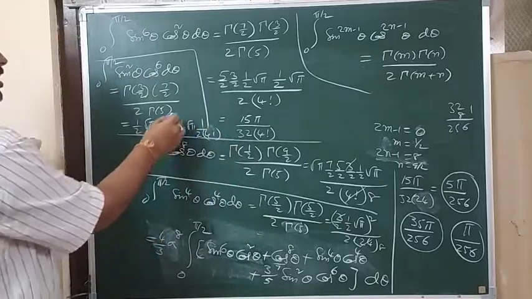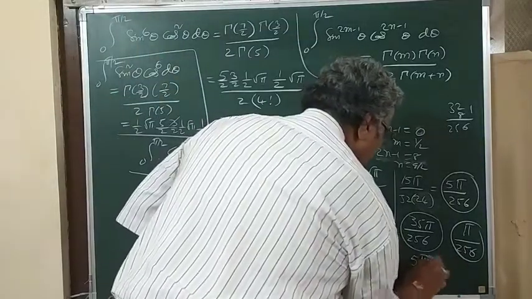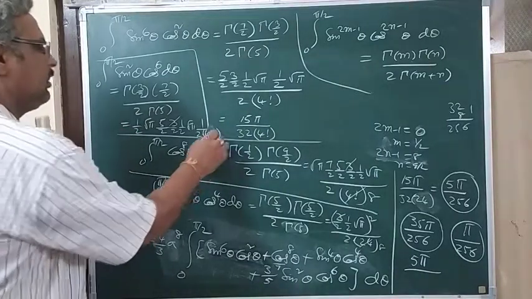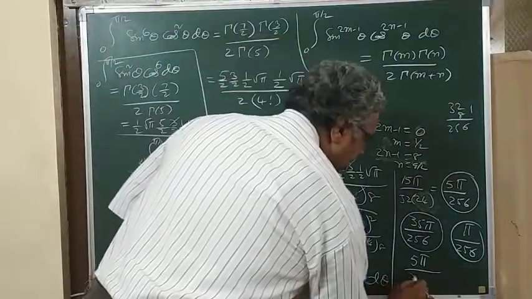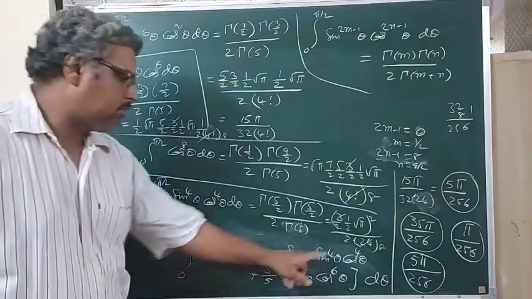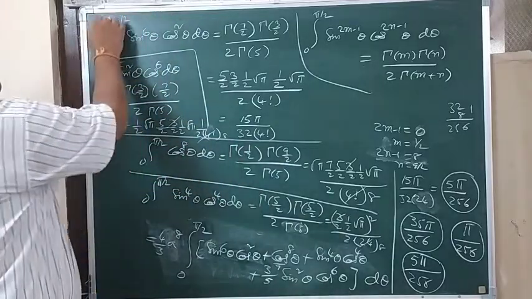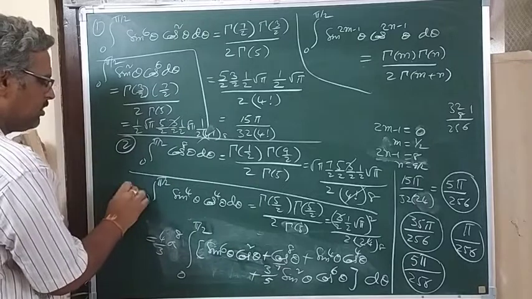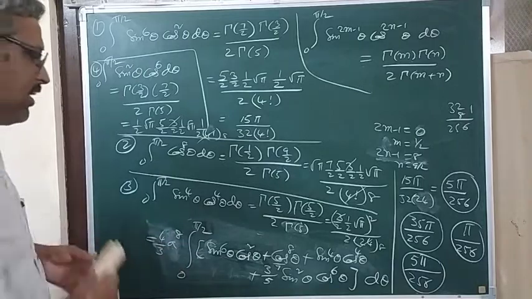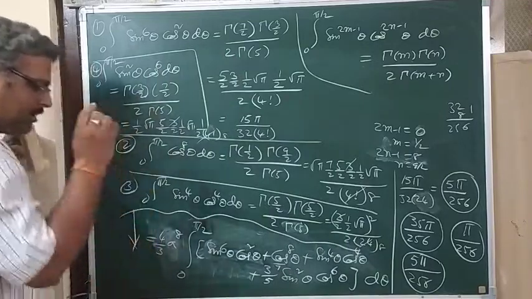Same procedure, 3 and 3 cancel. So 5 by 8 times 16, 16s are 256. So almost 1, 2, 3, 4 integrals are evaluated here. This is the first integral, the second integral, the third integral, then this is the fourth integral. Just immediately copy the 4 integral values. Finally, we will substitute in this integral.